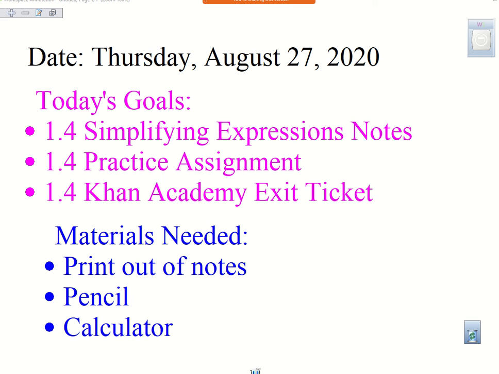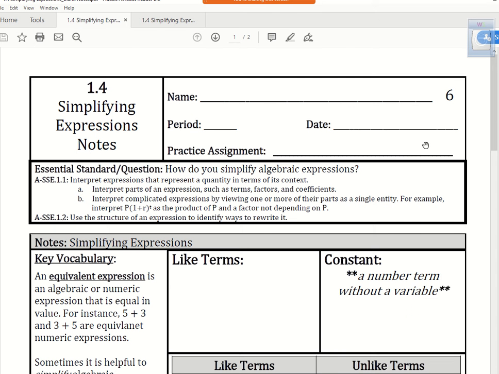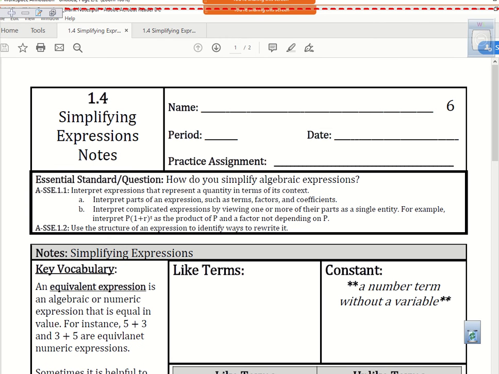All right, let's get started. Pull up my PDF. So yesterday we did evaluating expressions. We practiced our GEMDAS, all that good stuff. Today we are simplifying expressions. So go ahead and put your name on your notes. My name is Miss Lynn. We are in first period. Today is August 27th.